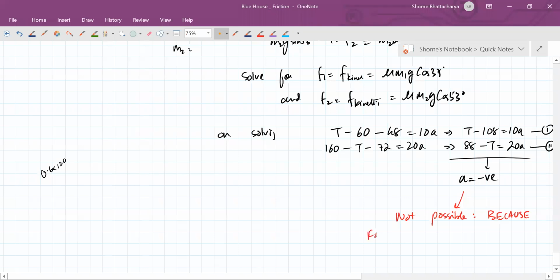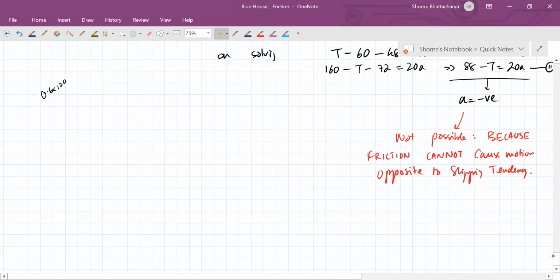Okay. So this is not possible because friction cannot cause motion opposite to slipping tendency. If there had been no friction, the tendency of slipping for the two blocks is in the opposite direction to this. So now friction cannot overcompensate and create slipping in the opposite direction. So instead we know that therefore acceleration is actually zero. The blocks will remain at rest.